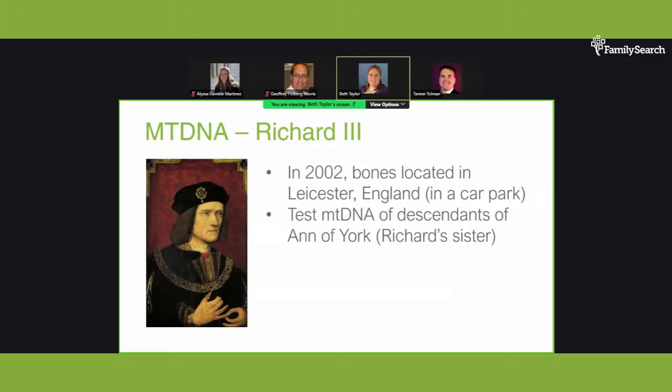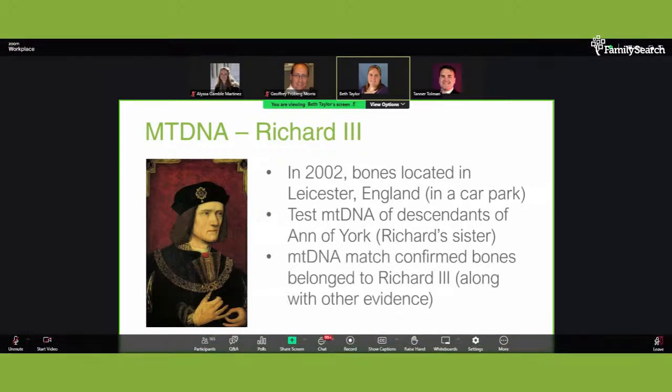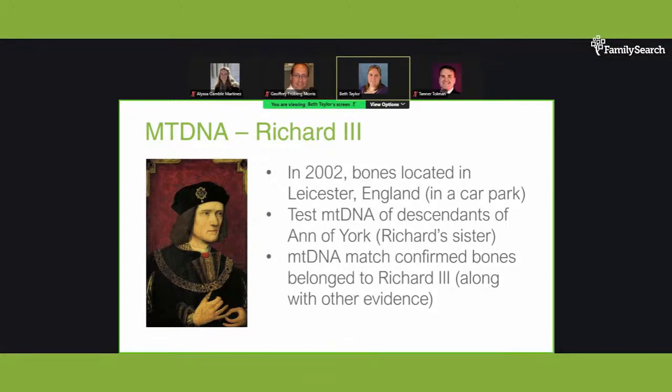They also identified the descendants of Anne of York, who was Richard's sister. So remember, Anne would have shared the mitochondrial DNA, and her living descendants along the female lines would also share her mitochondrial DNA. I believe they found 4 descendants. They tested them and they did match. So they used that mitochondrial DNA match, along with a lot of other evidence, to confirm that the bones did belong to Richard III and that they had located them.